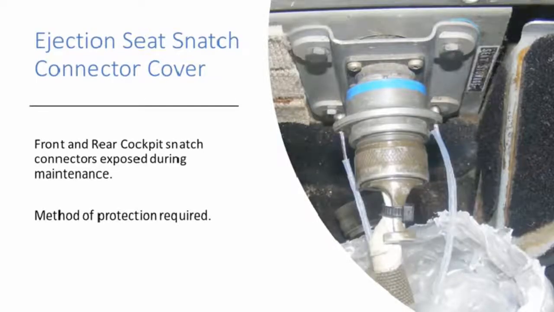The ejection seat snatch connector cover is another example of where we've used FDM. The issue was that during Tornado maintenance, the ejection seats are removed. This leaves the front and rear cockpit snatch connectors exposed. During functional checks, the connectors have to be connected to the stowage position. There were numerous reports of damage being caused to the snatch connectors and cables from personnel entering and exiting the cockpit whilst carrying out maintenance activities.